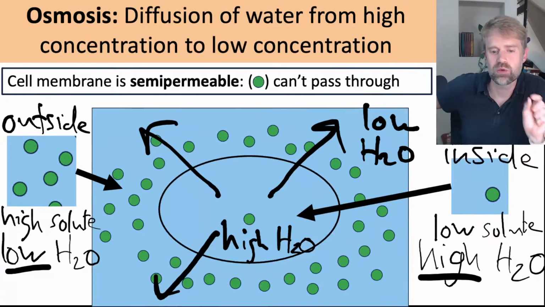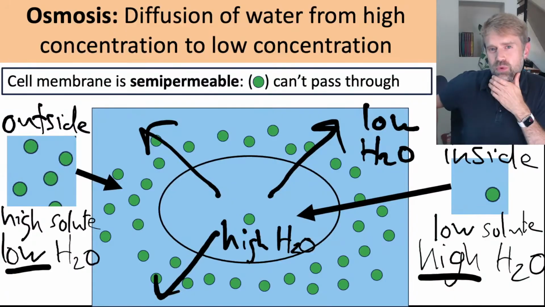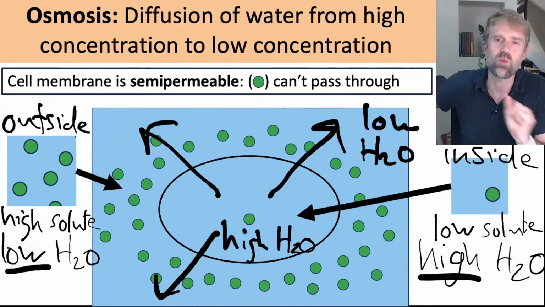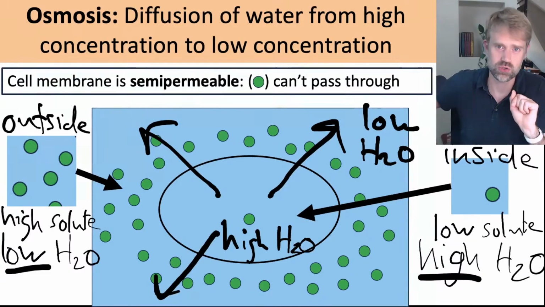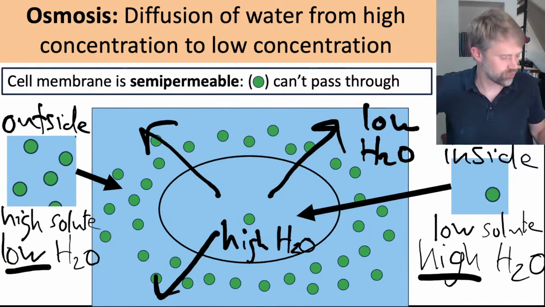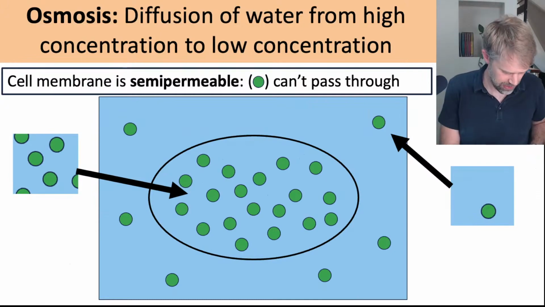All right, we're going to do another example like this. But this is the point. If you have a low solute concentration, you have a high water concentration. If you have a high solute concentration, you have a low water concentration. And the water is going to want to move from high to low. Let's look at this here. Let's do it again.